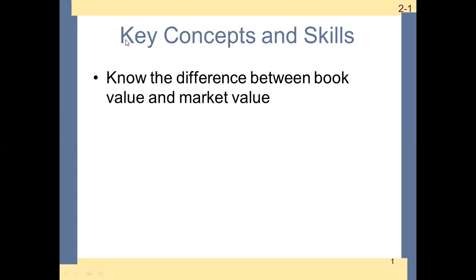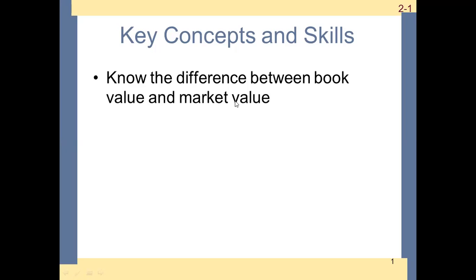So let's start with the key concepts which we will try to understand in this chapter, known as the key concepts and skills. There are four concepts that we will try to focus on. Number one is know the difference between book value and market value. We will try to have a look at the difference between these two values, which are very important from a decision-making point of view. What is the book value and what is market value?